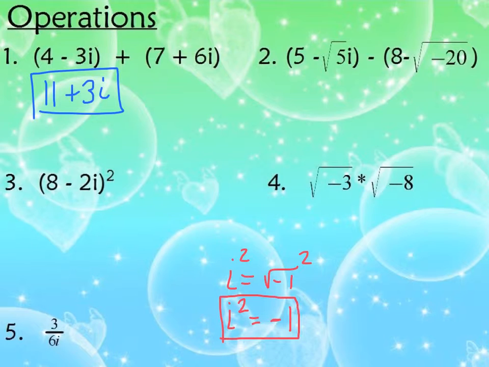This example is way more complicated looking than the previous one. So when I'm working with this, I'm going to look at what I have going on. I've got a 5, that's real, minus a root 5, not pretty, but doable. Minus, and then I have an 8, that's fine. And then I have this root negative 20. I really need to simplify that right off the bat.